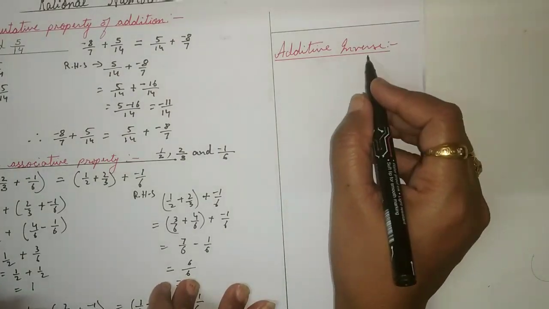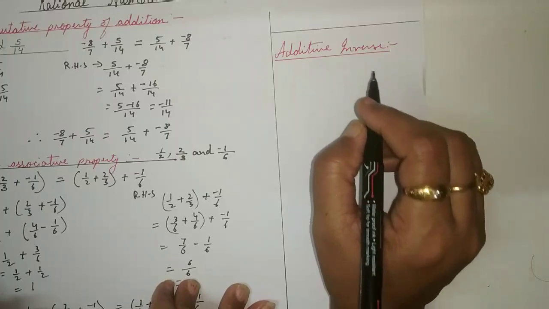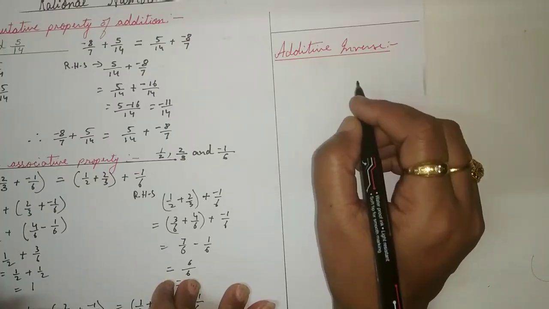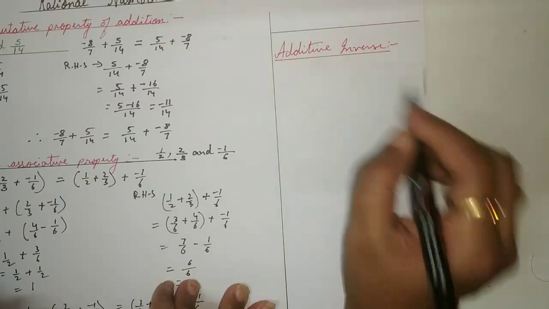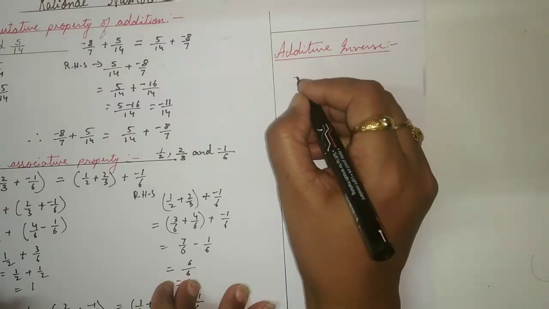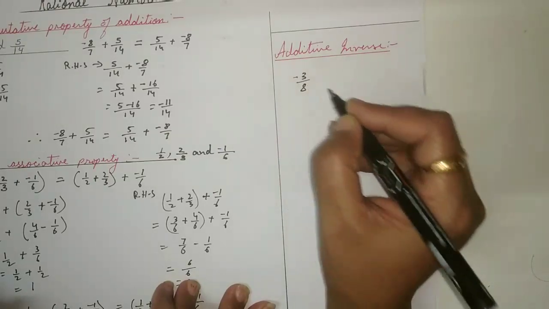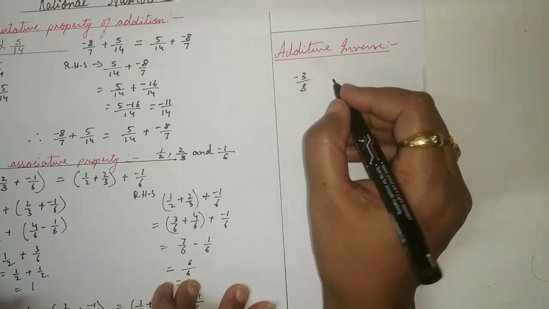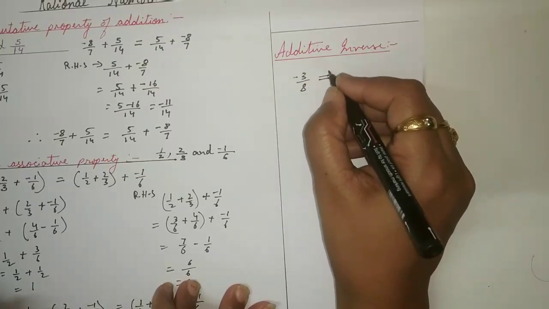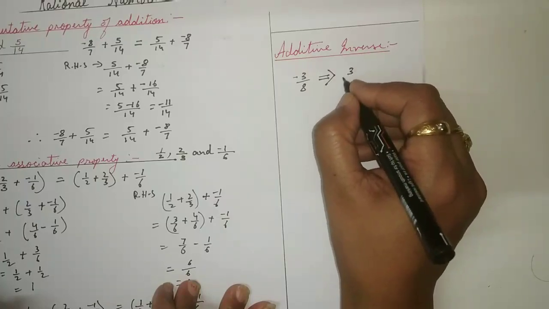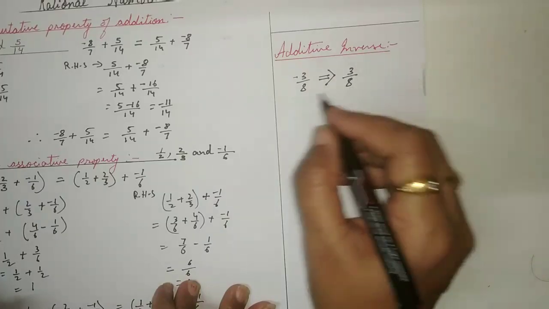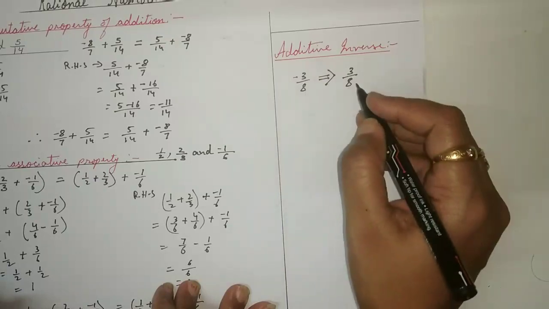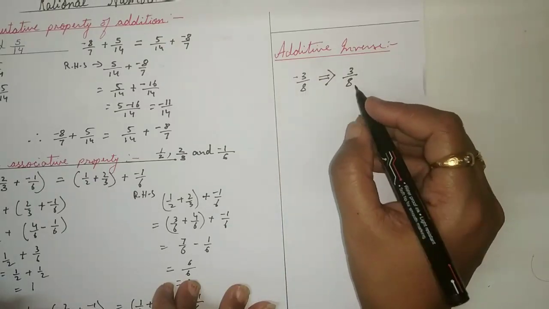Now talking about additive inverse. Additive inverse means the term which on adding yields 0. Now suppose I have the number as minus 3 by 8. What should I add to minus 3 by 8 so that the result is 0? The answer would be 3 by 8. So if it is a minus fraction, the answer would be the plus fraction.